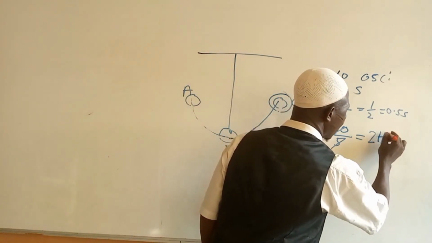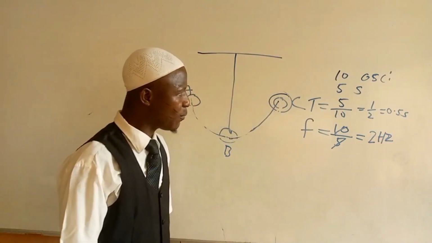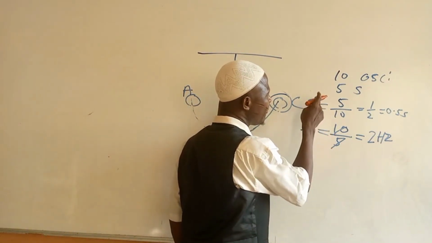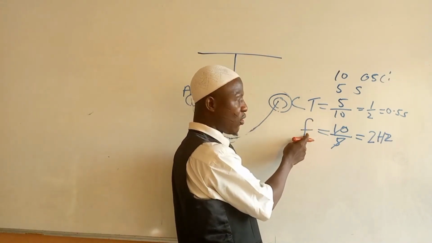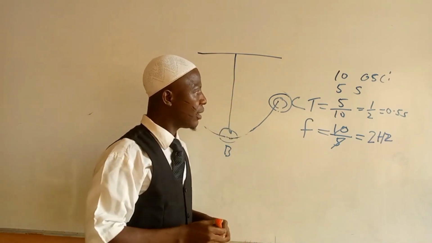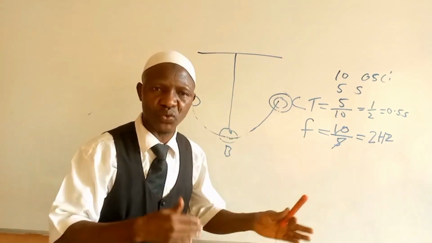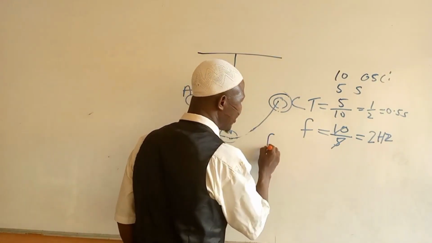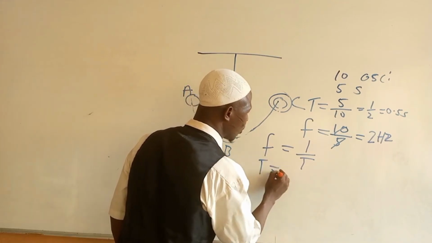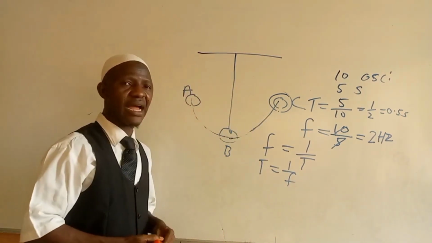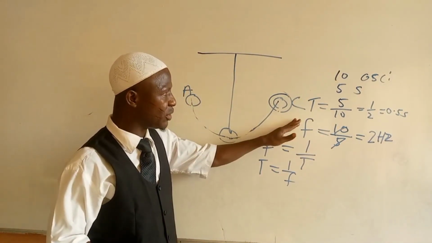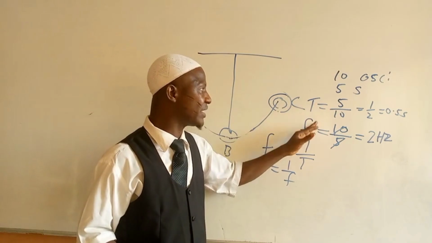Hertz. Very simple. If you look at it very well, this shows that the period is the inverse of frequency, or frequency is the inverse of period. That is, they are inverse to each other. It means frequency is equal to 1 over T, or we say T is equal to 1 over f. So they are reciprocals of each other. That is about the relationship between frequency and period.